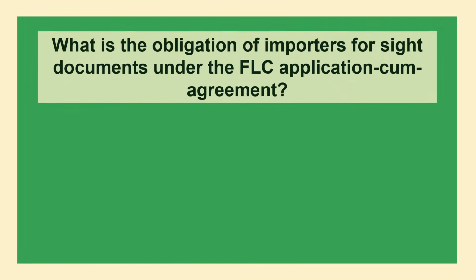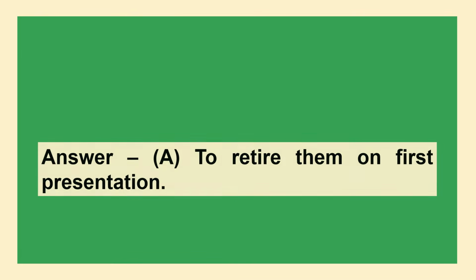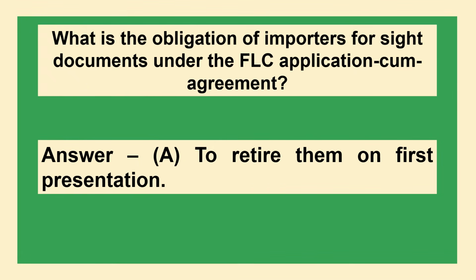Question. What is the obligation of importers for side documents under the FLC application cum agreement? Option A. To retire them on first presentation. Option B. To negotiate the terms. Option C. To pay at maturity. Option D. To delay payment until disputes are resolved. Answer. Option A. To retire them on first presentation.